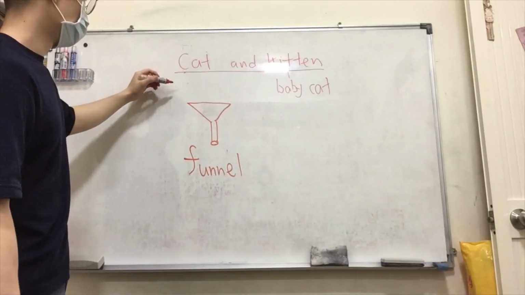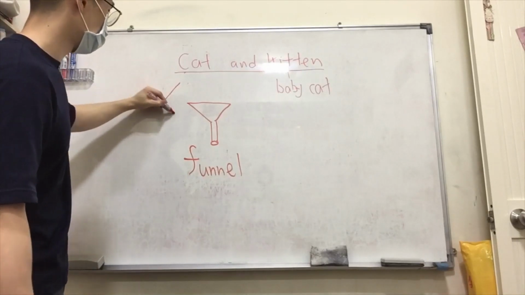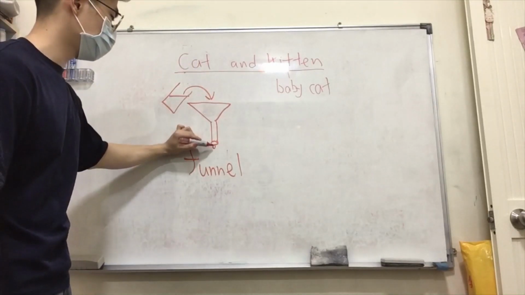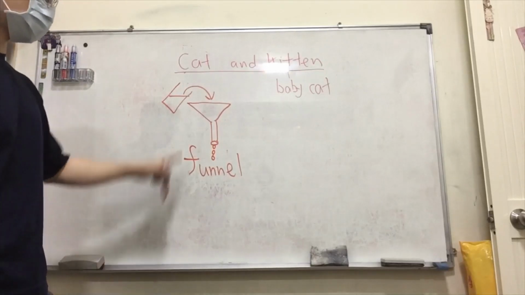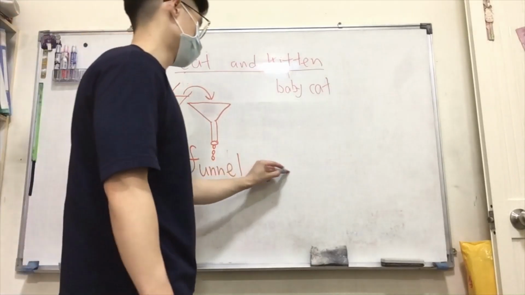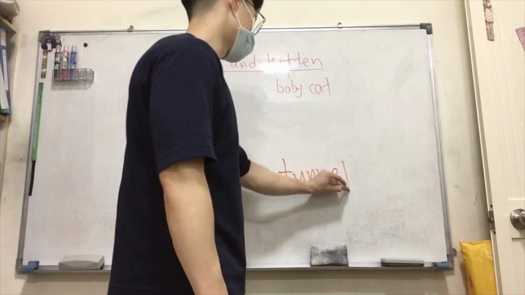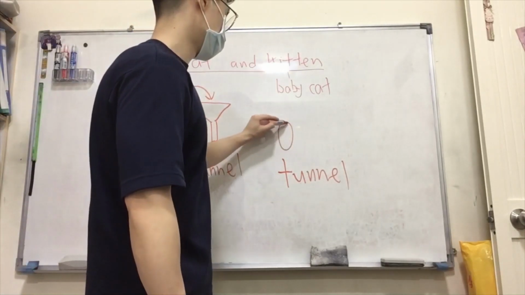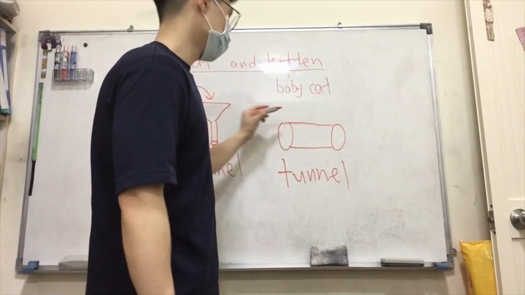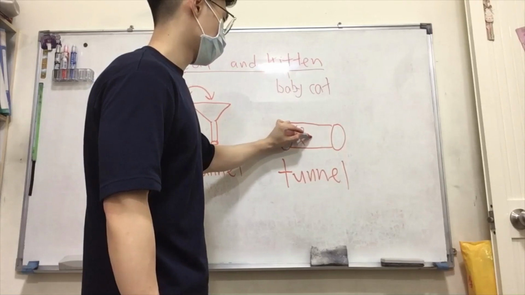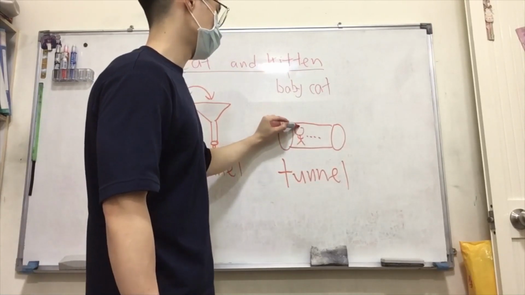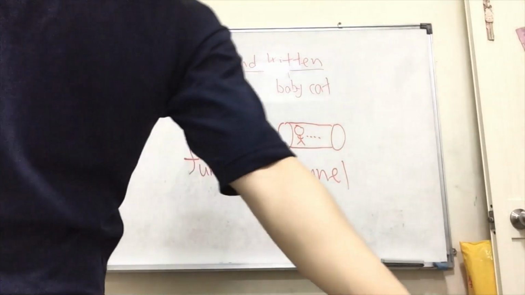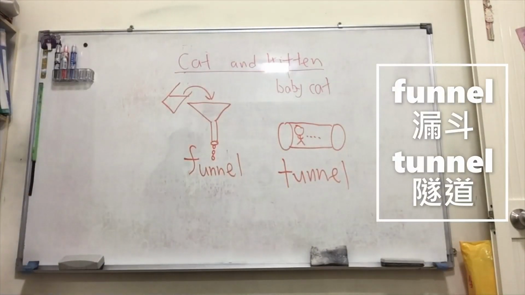So if you put your water into the funnel, you have your water dripping out of the funnel, right? So this is a funnel. How about a tunnel? T-U-N-N-E-L. We have learned it just now, right? So this is a tunnel, and you can walk through the tunnel. So make sure you know the difference between a tunnel and a funnel.